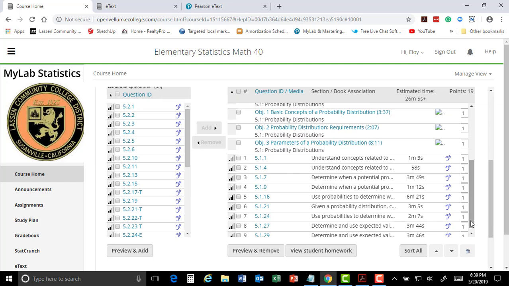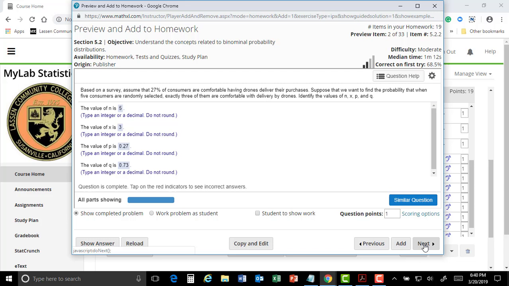Based on a survey, assume that 20% are comfortable with drones delivering their purchases. Suppose we want to find the probability that when 5 customers are randomly chosen, oh, it's 3 again, right? Then we have to identify n, x, p, and q.